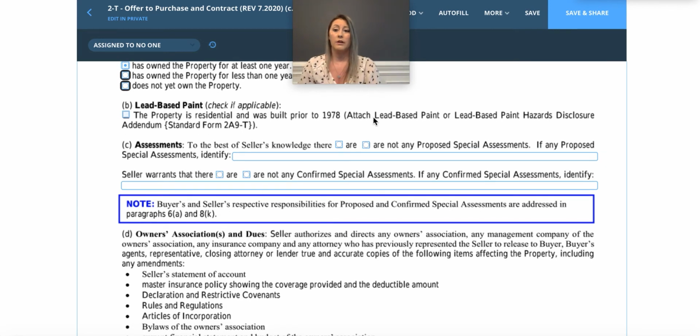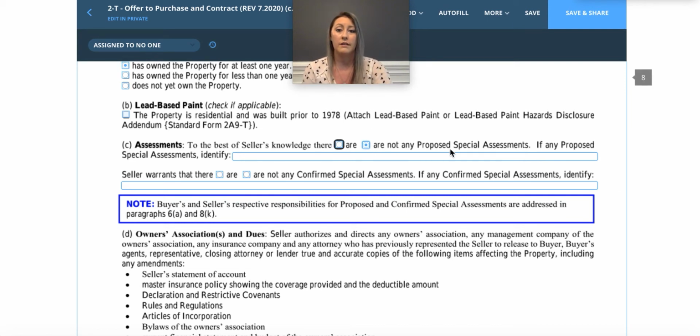Assessments. So assessments are, is there a sidewalk going in? Do you know that there is absolutely a sidewalk going in the next 6 months? If so, you would say there are sidewalks going in.